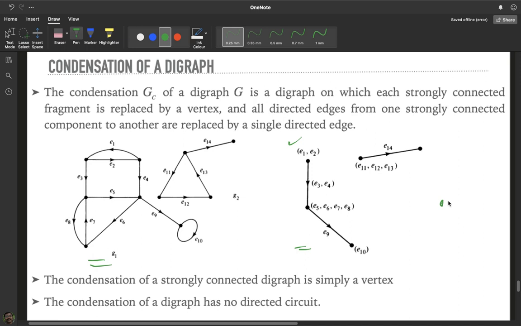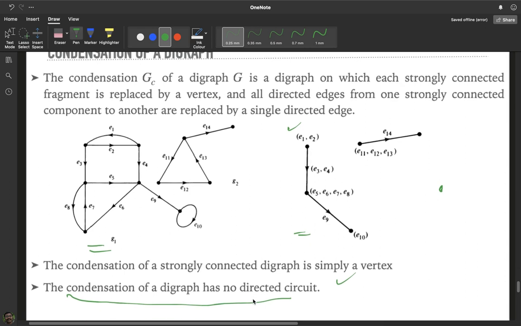Can you think why the condensation of a digraph will not have a directed circuit? Just think why. Just tell me tomorrow why it is so. If it had a directed circuit, it would mean that the fragment was not maximal. That's the idea there. Just think about this concept and tell me why the condensation of a digraph has no directed circuit. If you want, you can type it here also.